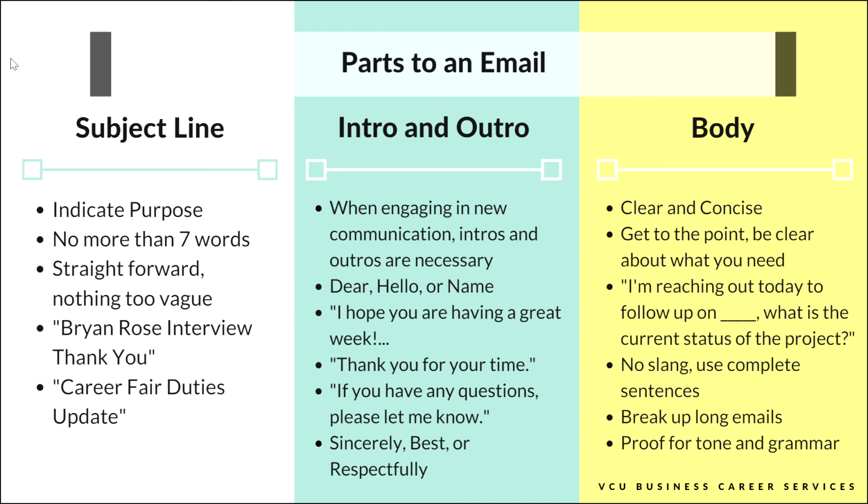So once we get to the body of the email, just be clear and concise, get to the point of what you need, get to the point of what you're communicating. Hello, Brian, I hope you're having a great week. In the body here, I'm reaching out today to follow up on blank. What is the status of the current project? If you just got that email and said, hello, Brian, I'm reaching out, I want to know more about the blank project. What's the status?